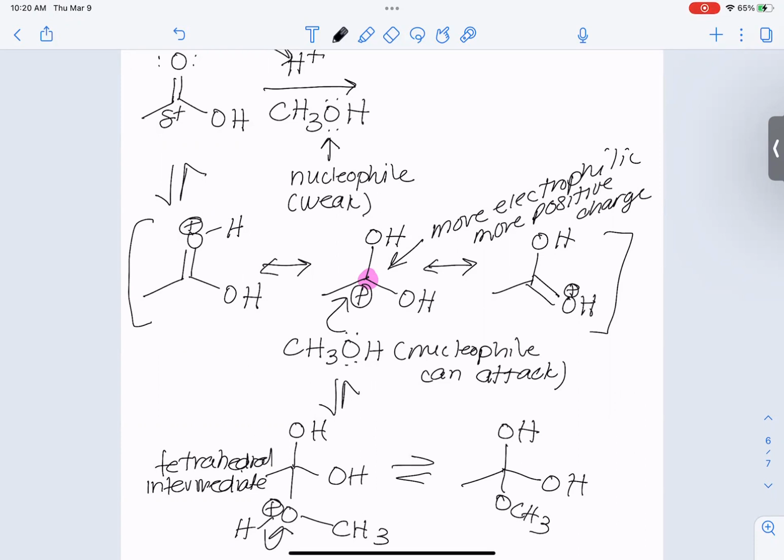All right, so this should look like a familiar stopping point. All right, we saw this on Tuesday when we looked at oxygen nucleophiles. We don't currently have a good leaving group, but we have acid, so we can make a good leaving group. So we can protonate one of the OH groups. It doesn't matter which one.